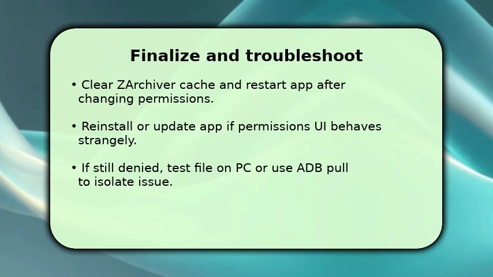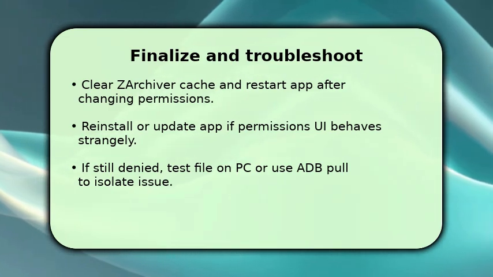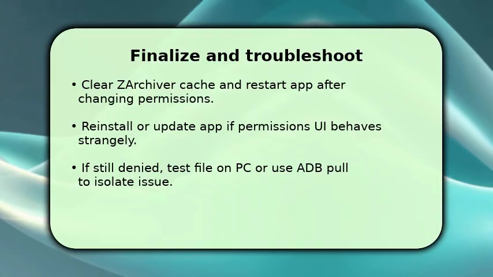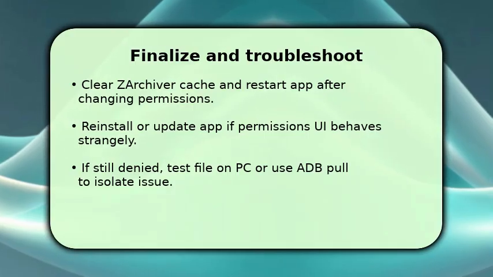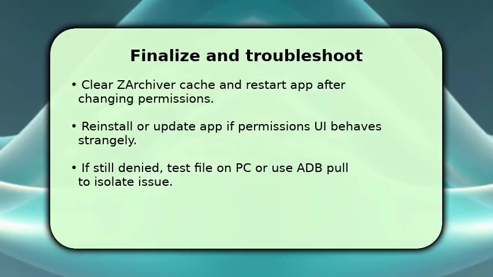Troubleshooting tip: if access denied persists, connect the device to a PC and test the archive there, or use ADB pull to see if the problem is app level or a file system/mount restriction.